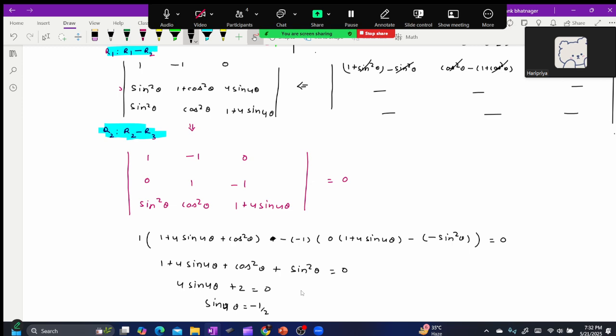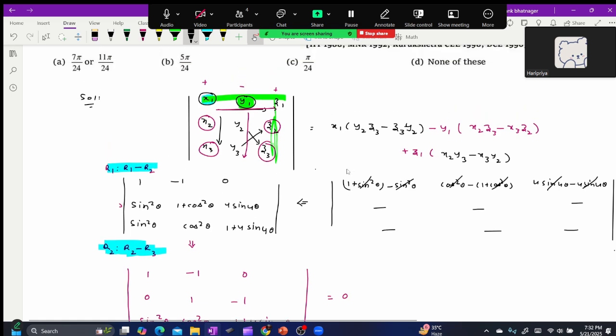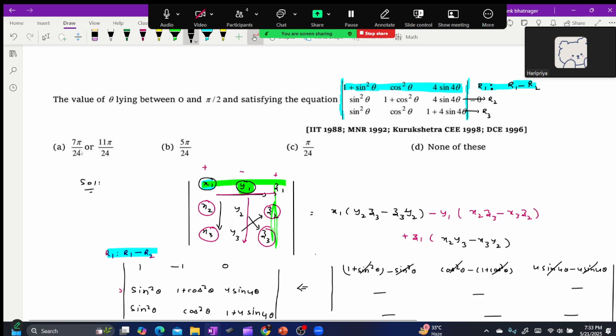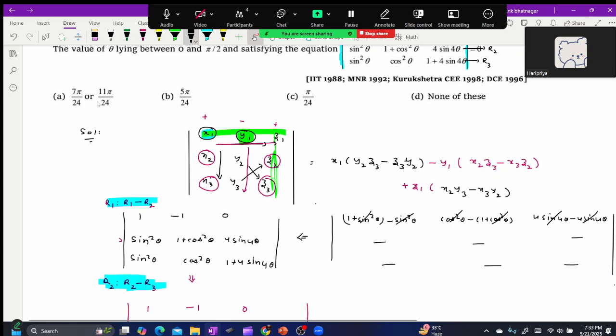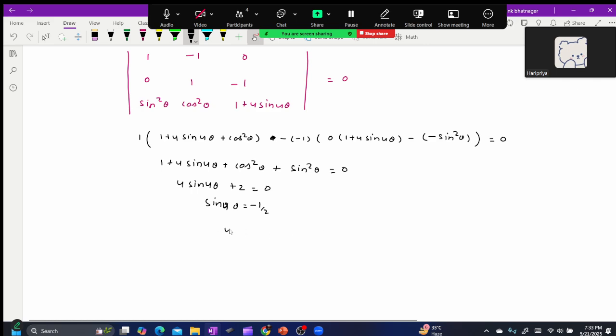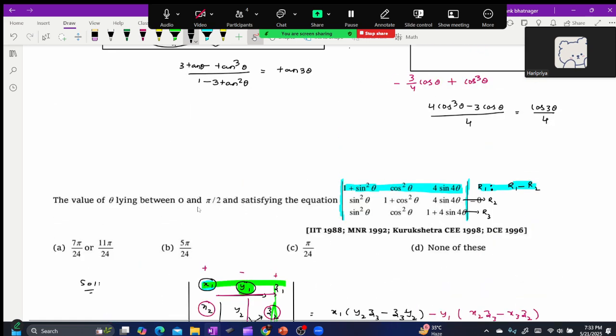4 theta would be equal to 120 degrees. These two values you should be getting: 7 pi by 24, 11 pi by 24. 4 theta will be equal to either 7 pi by 6 or 11 pi by 6. Both the values you'll get sine as minus half, no? Because they have given in the question that theta lies between 0 and pi by 2.